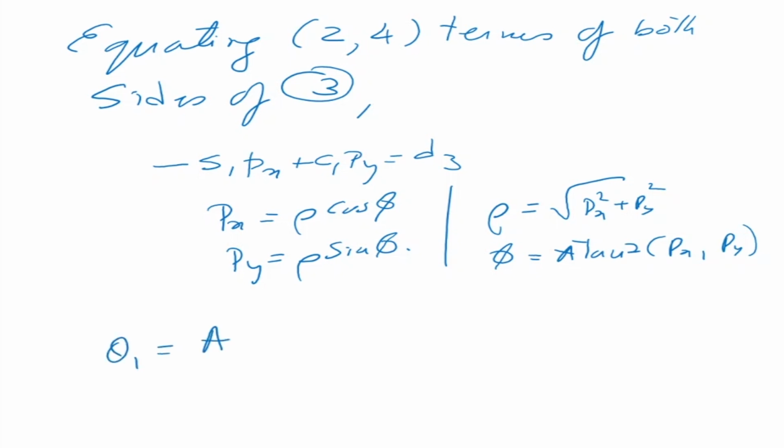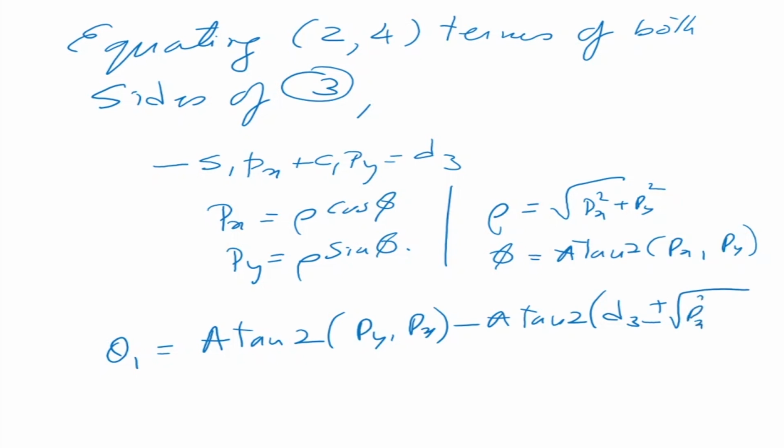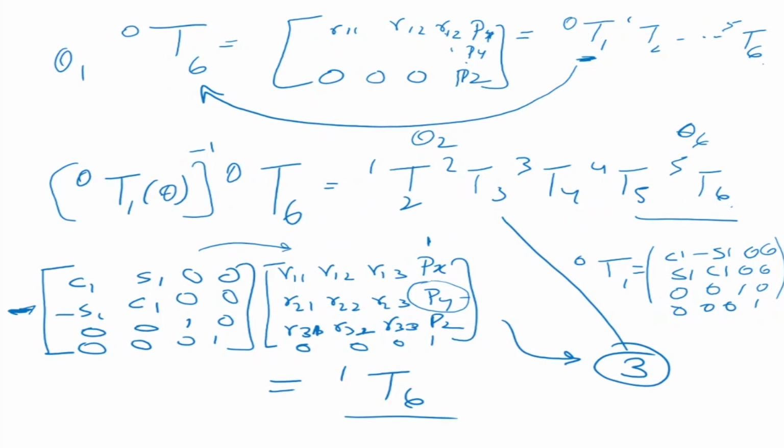Theta 1 is equal to atan2 of py, px minus atan2 of d3, plus minus root over px squared plus py squared minus d3 squared. So now we have found one of the variables, which is theta 1. Next, we target equation number 3 again, and try and see which terms we can solve by equating the left hand side and right hand side.